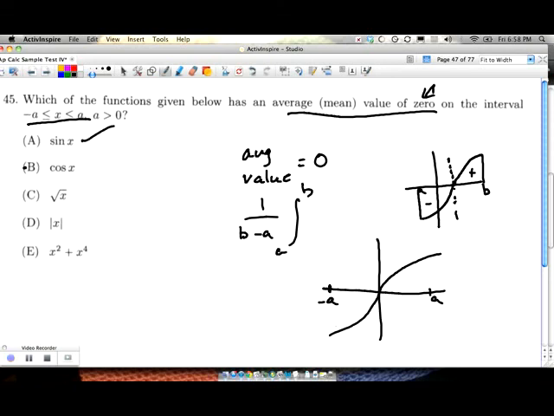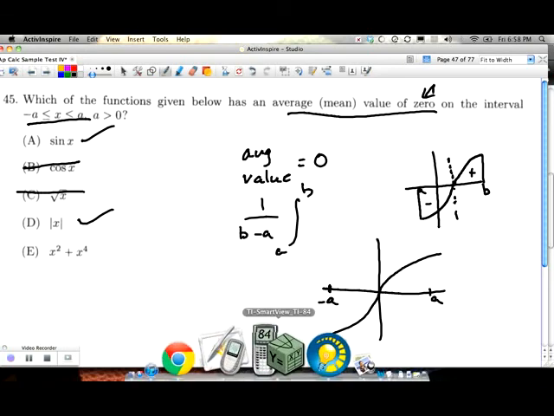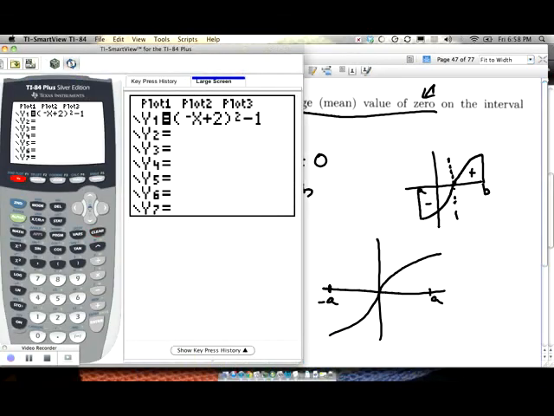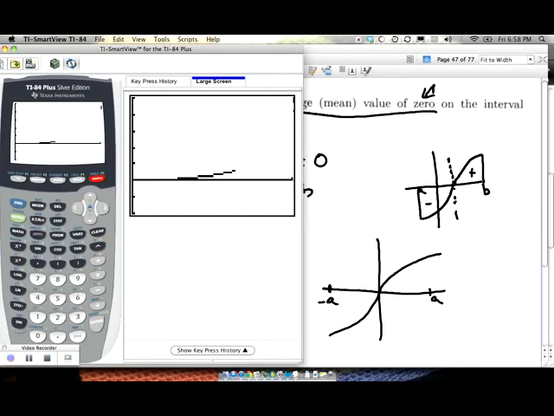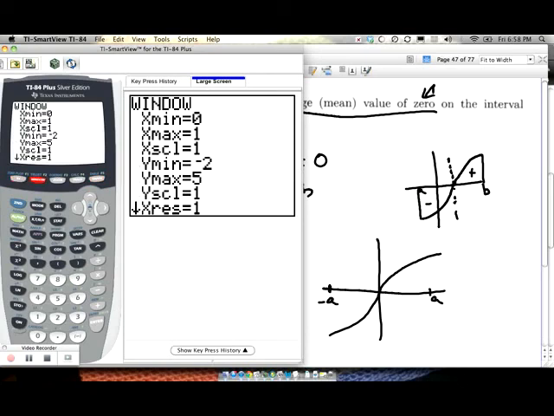Sine of x, check. Cosine of x, no. Square root of x, no. Absolute value of x, check. x squared plus x fourth. I don't know. I think so. But let's double check. Why? Because I have a graphing calculator, and I can do that because I want to. x squared plus x to the fourth. Then I graph it. Oh wait, I got to check from like negative to positive here for a second. Let's see. Our window, we're going from negative 3 to 3. How about that?